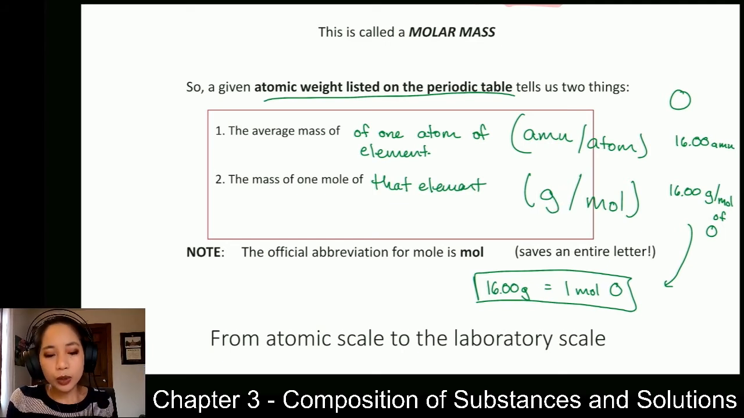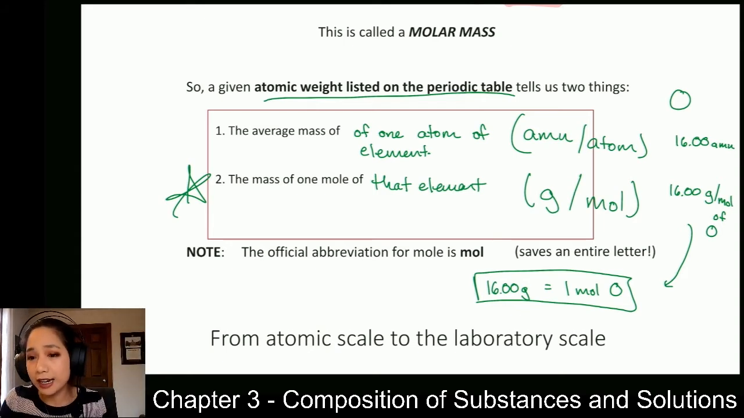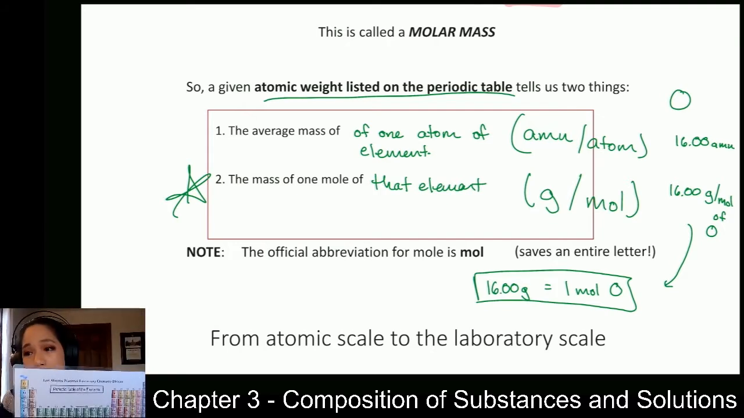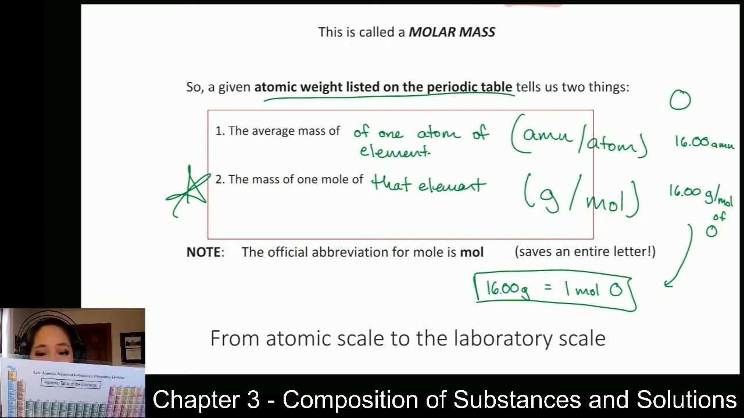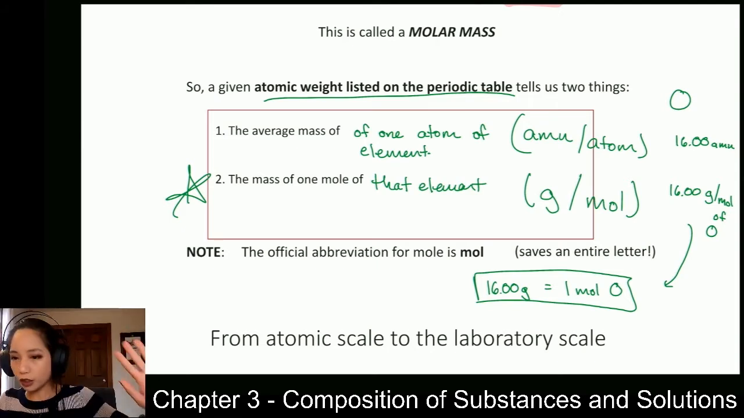We will mostly be using the second one because we are humans living on Earth, where we can only measure things really in grams. I don't have an instrument that can measure single atoms in AMU. I do have balances and scales that can measure in grams, so we will mostly be using this second way to read the periodic table, in grams per mole. Like titanium, 1 mole of titanium will weigh 47.88 grams. All right, so keep that in mind.